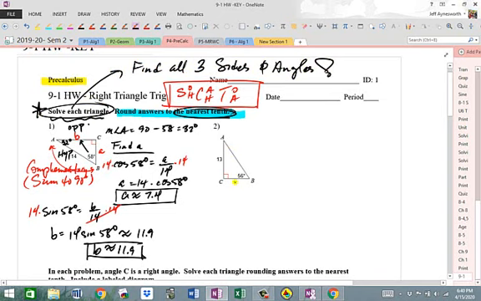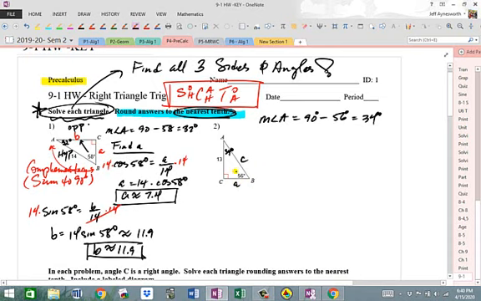So opposite of A is little a, opposite of C is little c, and opposite of B is known as 13. Okay, so let's do the easy one first. Measure of angle A is 90 minus the 56. We're talking degrees here, and that's going to be 34 degrees. I could use that angle, but I'm just going to use angle B, just for funsies. I'm going to solve for A first.